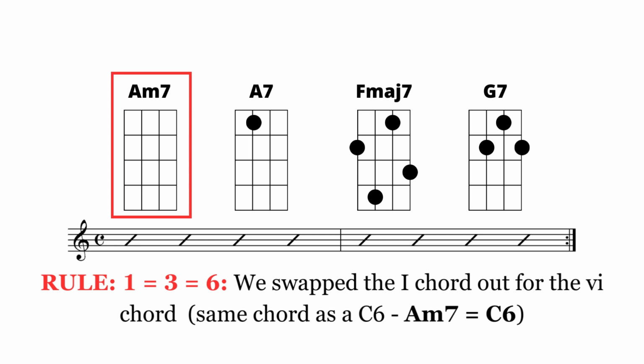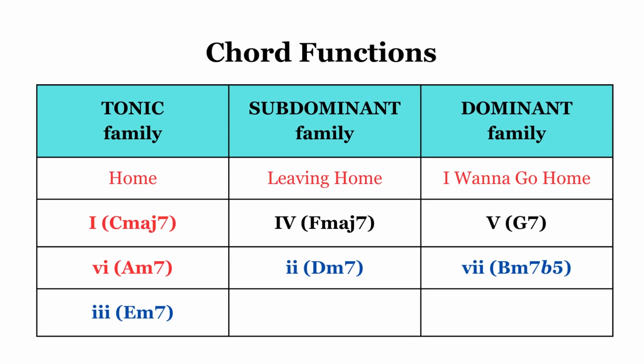the C6. You play a C6 in this way too. You don't fret anything, play all the strings open. We take a look at our chord functions chart. We've got our C major 7 that we have swapped out for the A minor 7. Both of those in the tonic family or the home family.